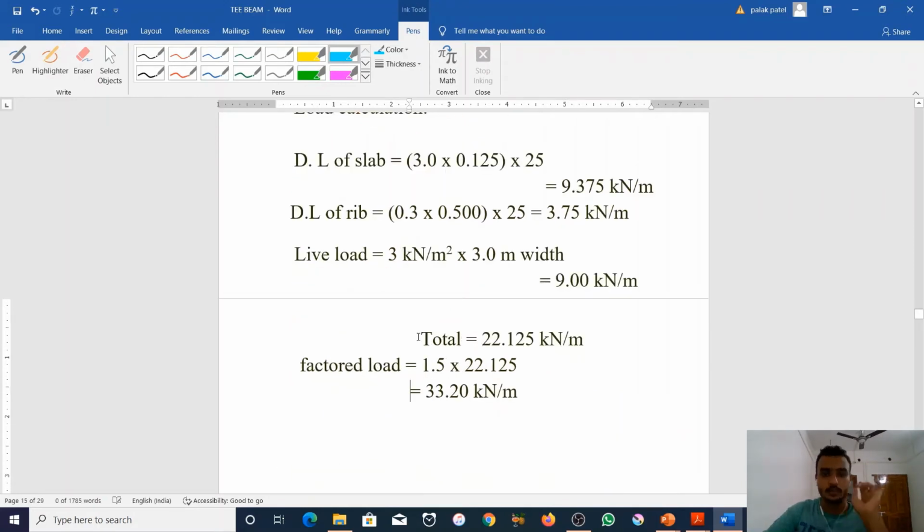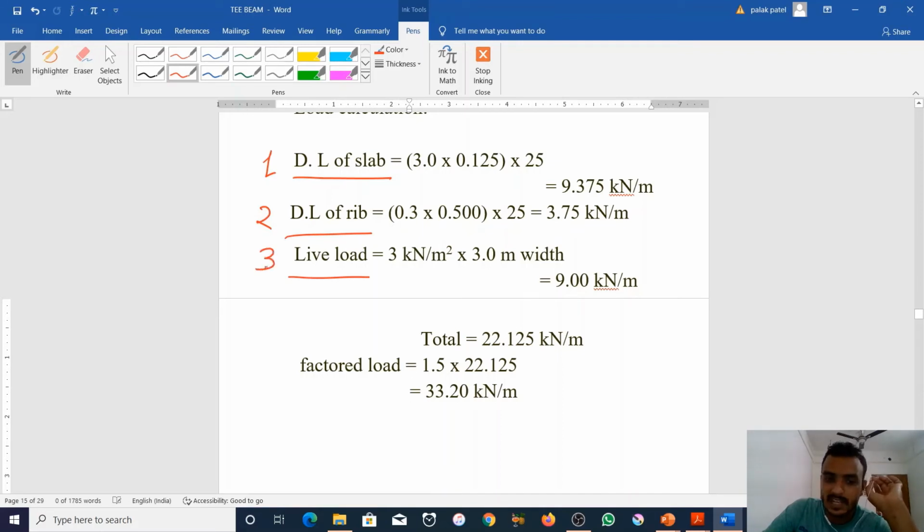So look here. Dead load of slab we have. In this example, there are three types of load. One is dead load of slab. Second is dead load of rib. Rib means beam. And third is live load.